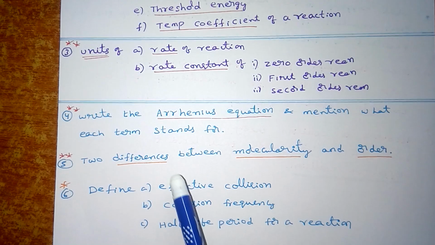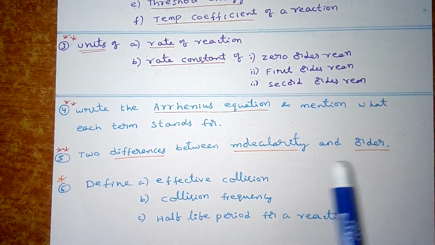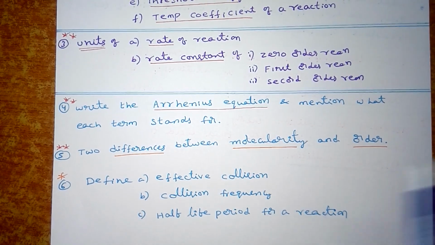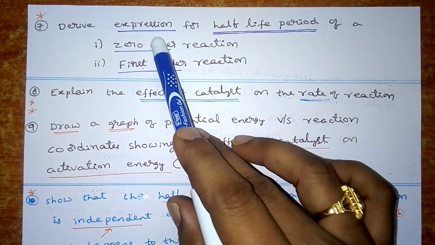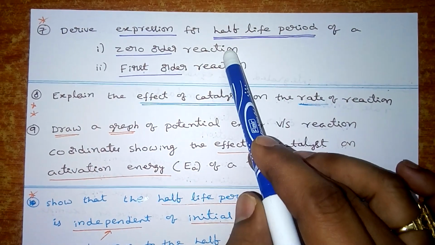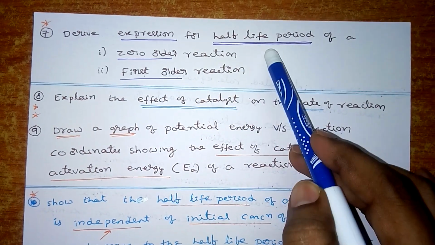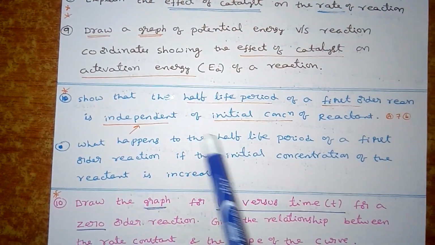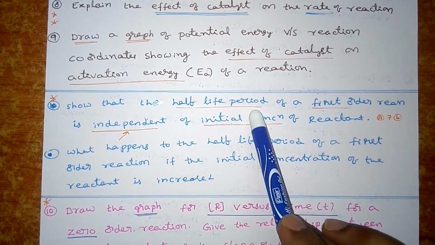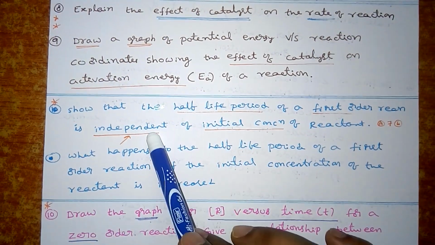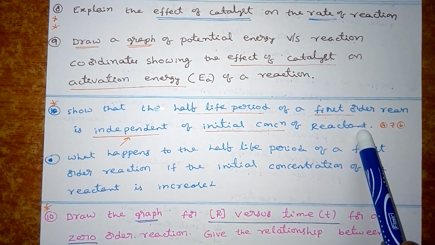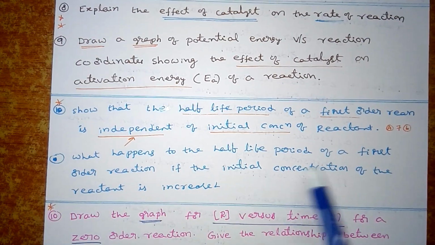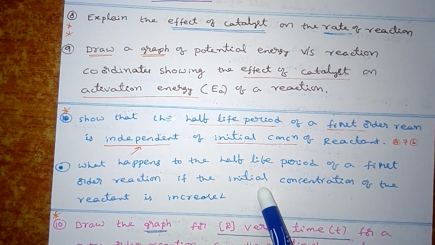Okay. Next, differences between molecularity and order. Next, definitions of effective collision, collision frequency, half-life period of the reaction. Next, derive expression for half-life period of zero order reaction and first order reaction. Again, it is important. Based on this question, they can ask like this also: show that the half-life period of a first order reaction is independent of initial concentration of reactant, or what happens to the half-life period of a first order reaction if the initial concentration of the reactant is increased.